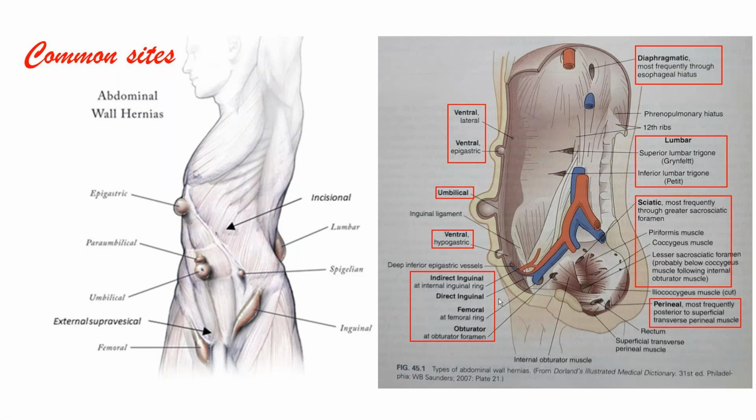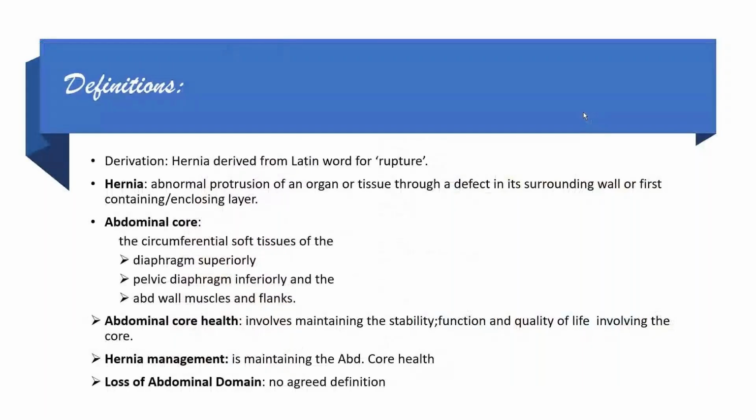And then, of course, the posterior hernias, which are not very easily visible, but they're still there. Like, for example, the sciatic hernias, the perineal hernias. Rectal prolapse is a kind of herniation. Then you've got the lumbar hernia, the superior and inferior lumbar hernia, and of course the diaphragmatic hernia. So these are some of the hernias commonly encountered when you talk about hernias, right? Now, certain definitions need to be addressed.